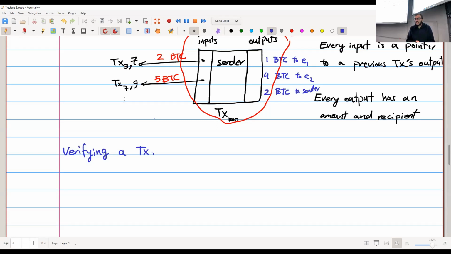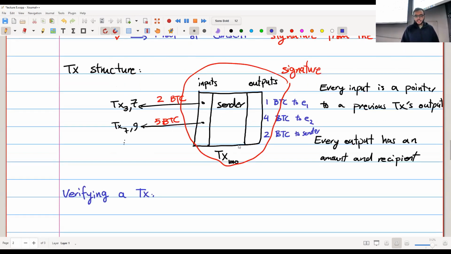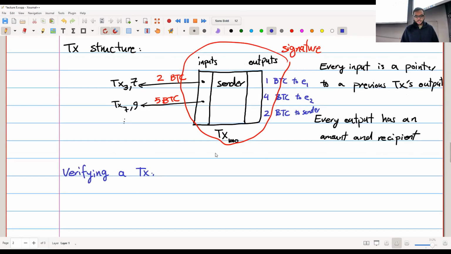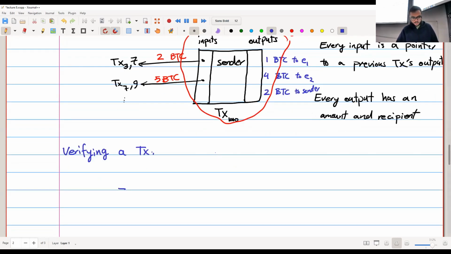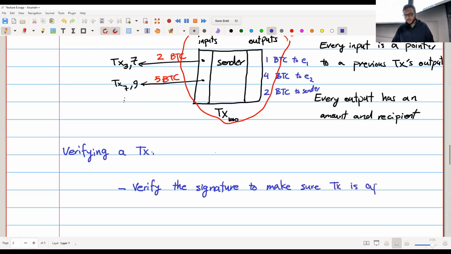So when is a transaction valid? Well, you have to first verify that the sender, the person who created this transaction, actually signed it correctly. So you need to verify the signature. That's the first thing. The reason we do this is to make sure that the transaction is really from the person that it's claiming to be from, to make sure the transaction is approved by the sender.